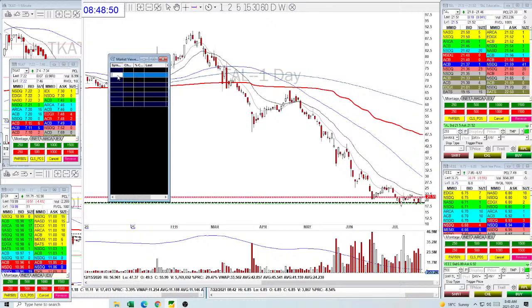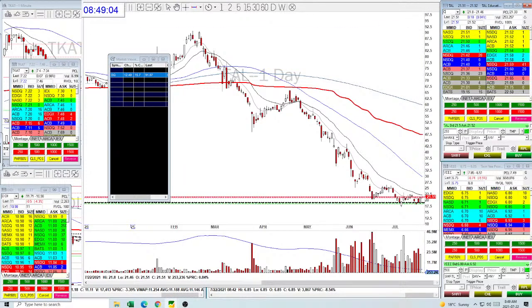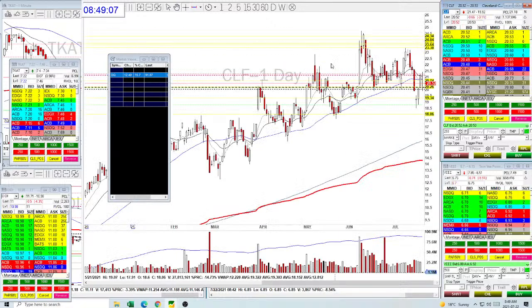Okay. So first one is a DQ for us. That's the only gapper I have based on my scanning criteria. And now let's look at the gapping down that we have. The gapping down I have is CLF. Very interesting. Not many movers today. CLF.